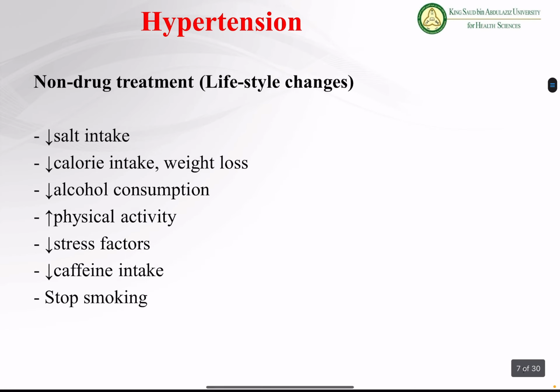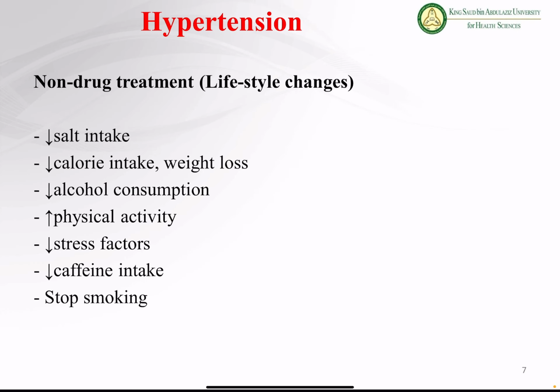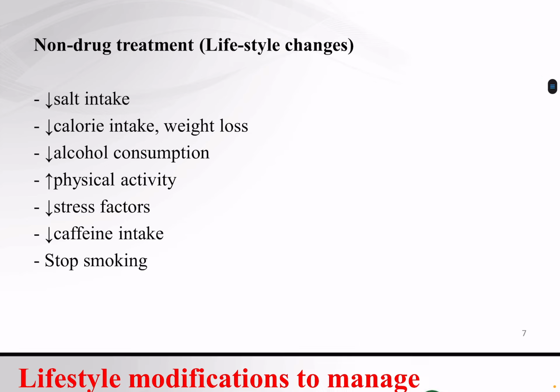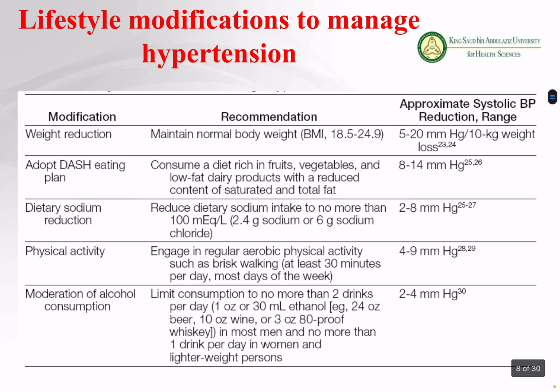If you see the classification, we classify pre-hypertensive also. If somebody is pre-hypertensive, we basically do non-pharmacological treatment, where we reduce salt intake, reduce calories, reduce alcohol, increase physical activity, decrease stress, decrease caffeine, and stop smoking. Then we discussed lifestyle modification to manage hypertension. So DASH, that is Dietary Approaches to Stop Hypertension.